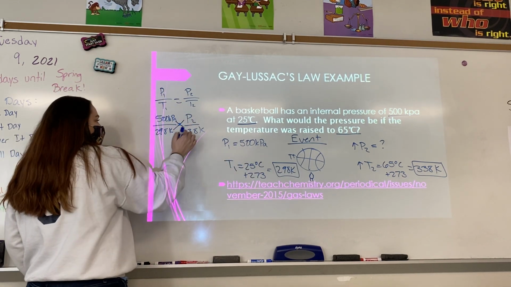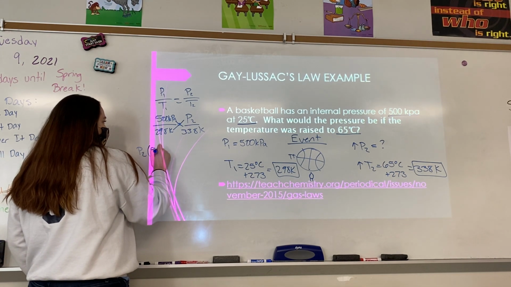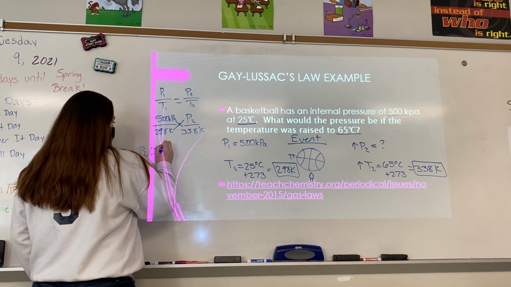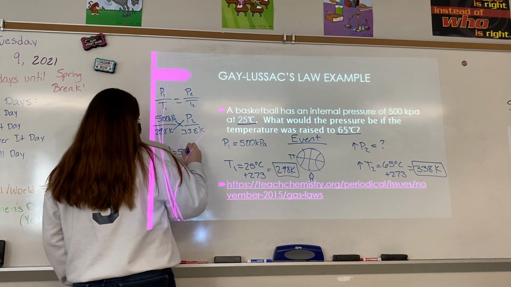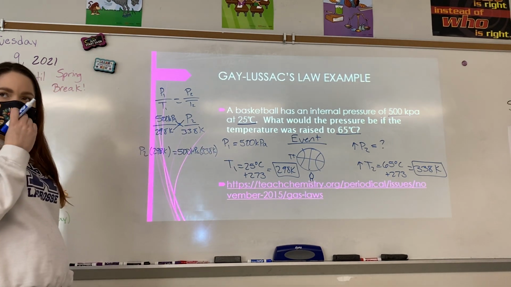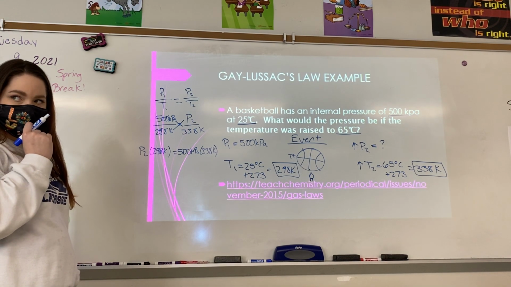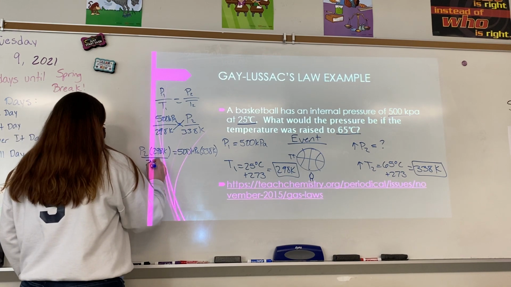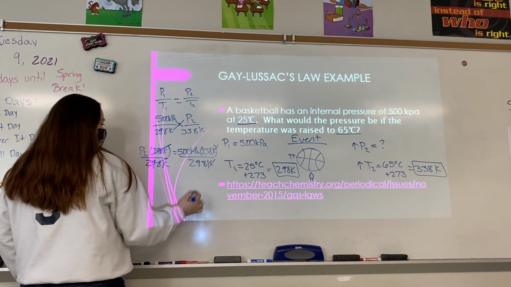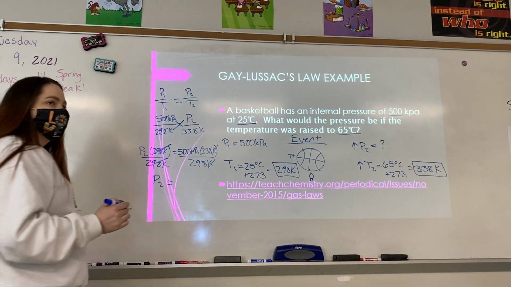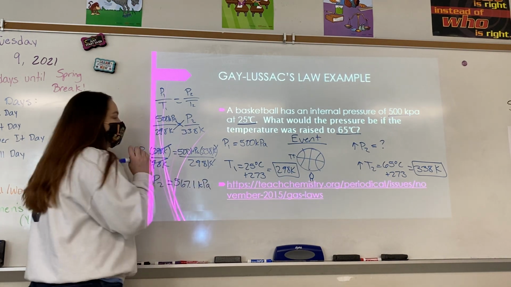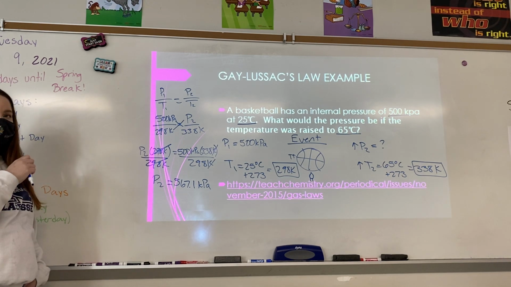So I'm going to cross multiply and solve for P2. So P2 times 298 Kelvin equal to 500 kPa times 338 Kelvin. And then how do I solve for P2? Divide by 298 on both sides. So my 298 is going to go away. My units of Kelvin are going to go away. So my P2 is what? 567.1 kPa, because I did 500 times 338 divided by 298.